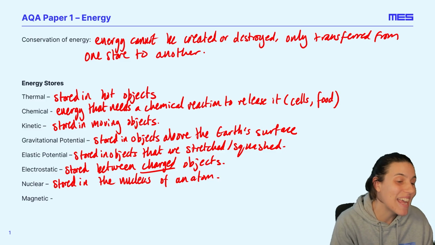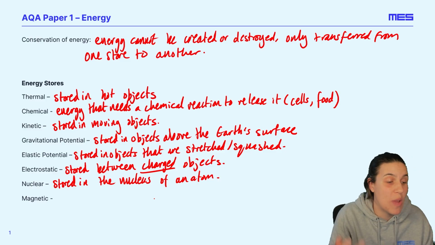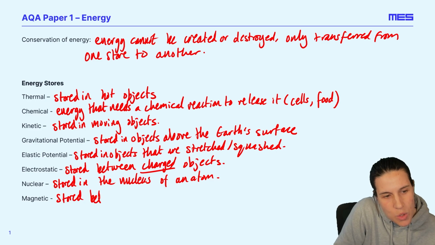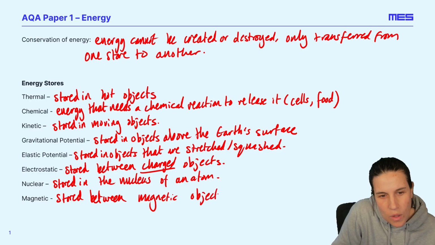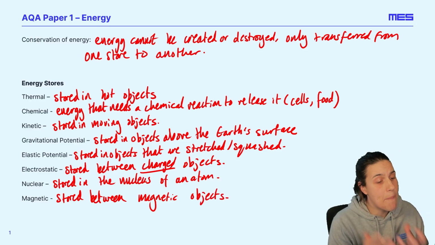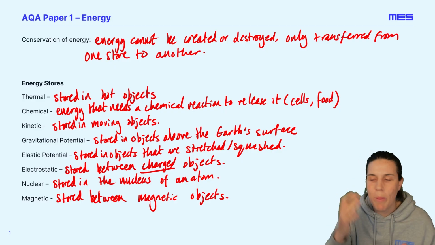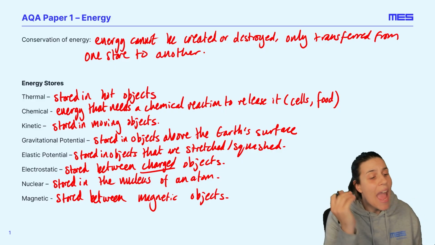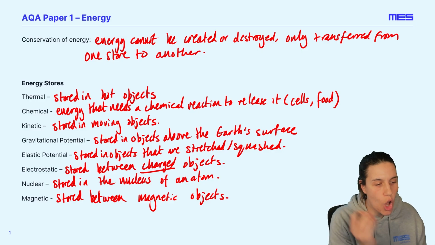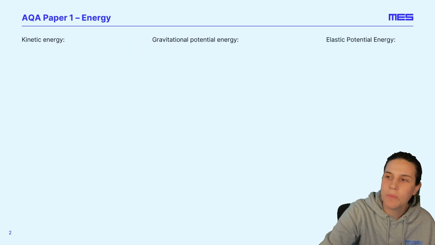And then finally, we've got magnetic energy, which is the energy stored between magnetic objects. So you need to be able to look at an example that the exam might give you and work out what type of energy store it has got. It's normally pretty obvious in the exam. They normally do make it really obvious. So go with your first instincts with these ones.